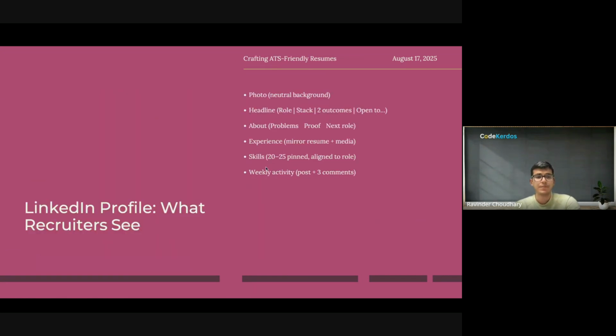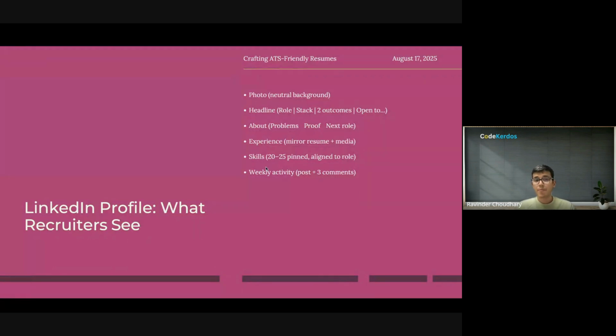Talking forward, what recruiters see. So when a recruiter is coming to your website, what are the key things they are going to look at? Your profile photo to start with. It's important you don't have those shiny images from weddings in shiny blazers. Have a professional photo in your LinkedIn, with a neutral background preferably.